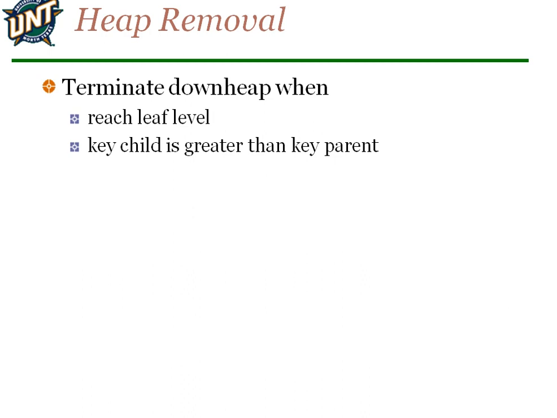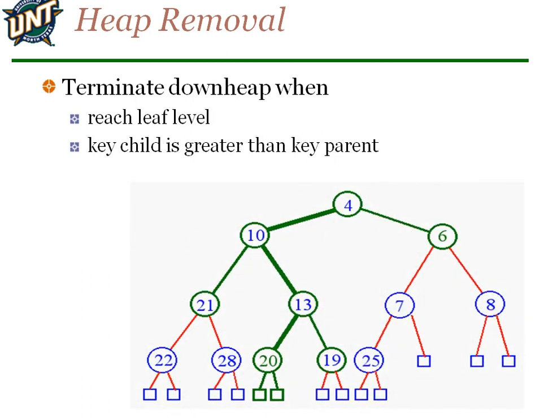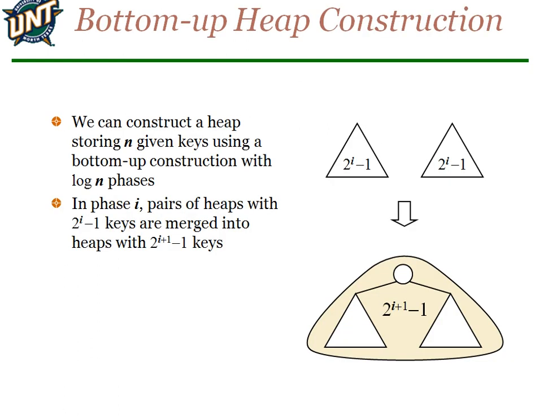So when do we terminate this mechanism? In a situation where you have reached the leaf node, or when the child is greater than the parent node, then you have to stop doing this. The final heap structure that we get in this case is as shown here. I hope you are able to understand this.